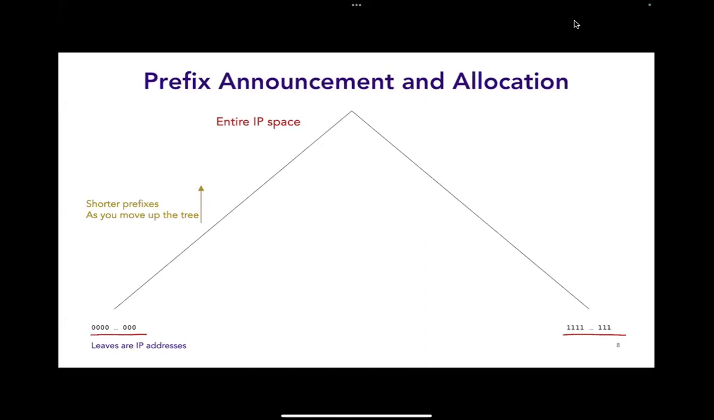A small portion of this tree will be allocated to a particular organization. As you move up the tree, you will have shorter prefixes and they will be covering more and more IP addresses. The smallest prefix, which is the star here, will cover the entire IP space. A prefix starting with 0 only, just a 1-bit prefix, will cover half of the IP space. Similarly, a prefix starting with 1 only will cover the other half of the IP space.